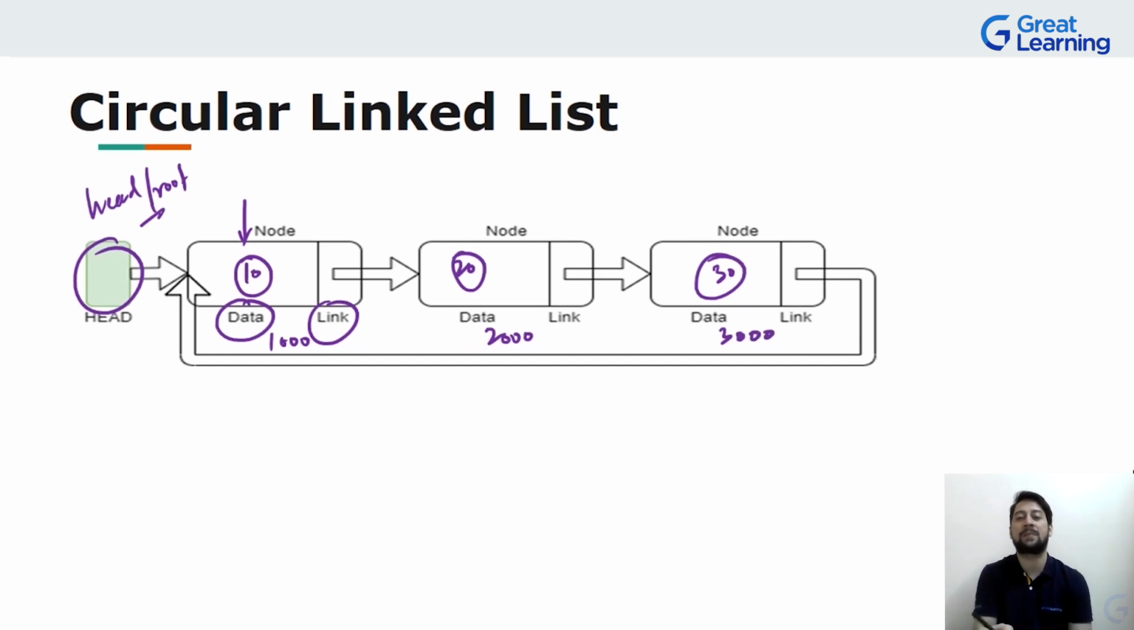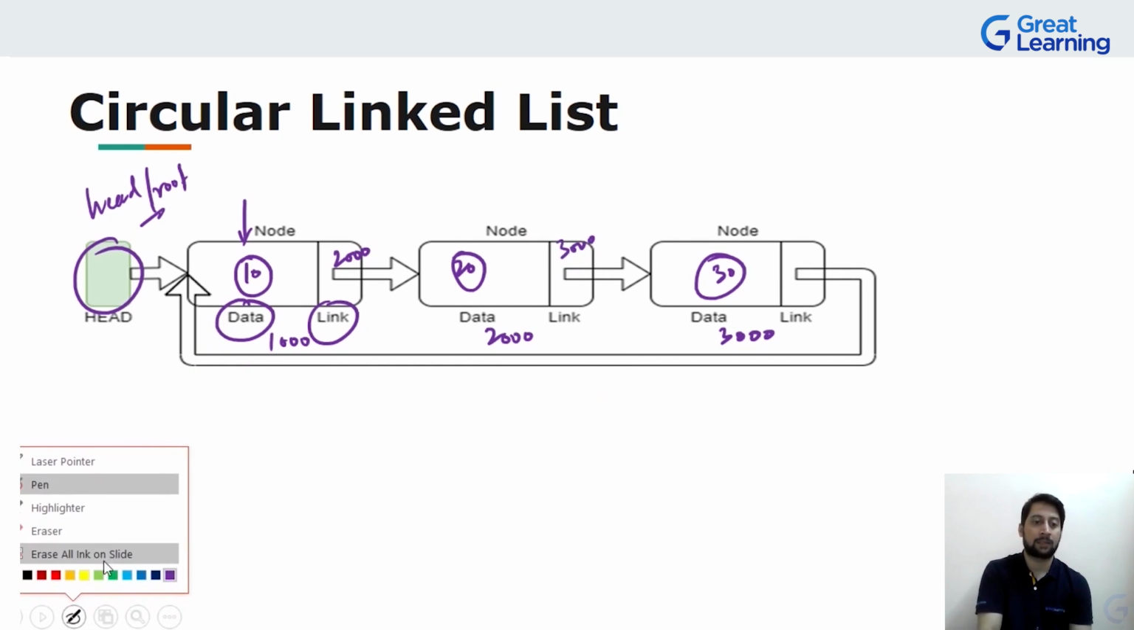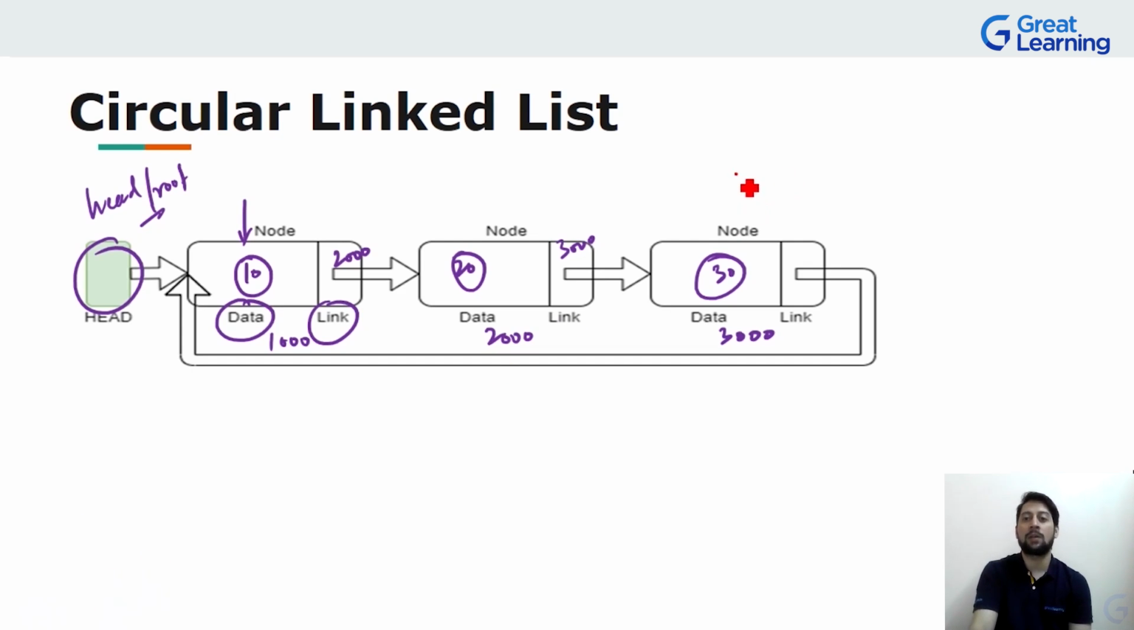Obviously, these will be hexadecimal addresses, but yes, for simplicity, I'm taking this as an integer. So the link will contain the address of the next node, which is nothing but 3000, 2000 in this case, and 3000 in this case. But what happens in the circular linked list? Now, the last node will point to the first node that is there. So the first node that is there is at location 3000. So you will store 1000 in it.